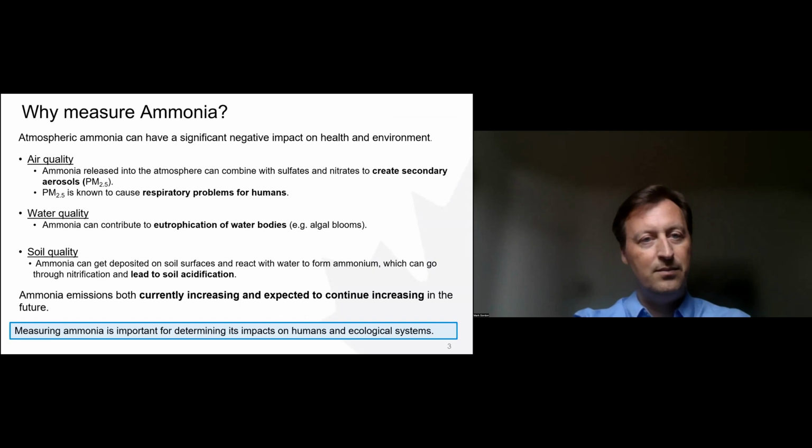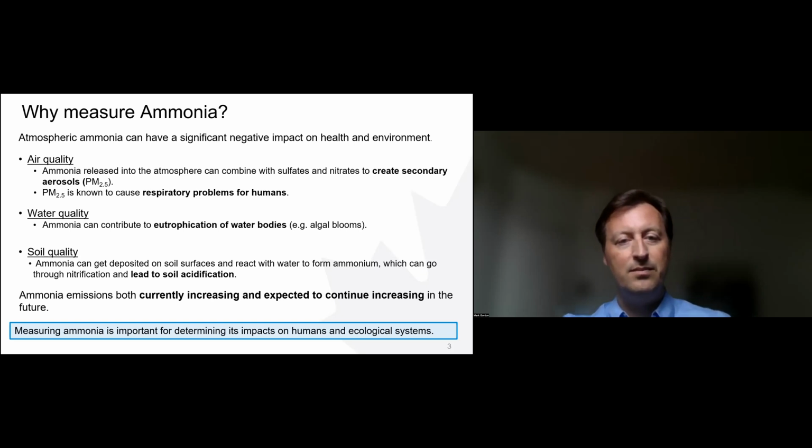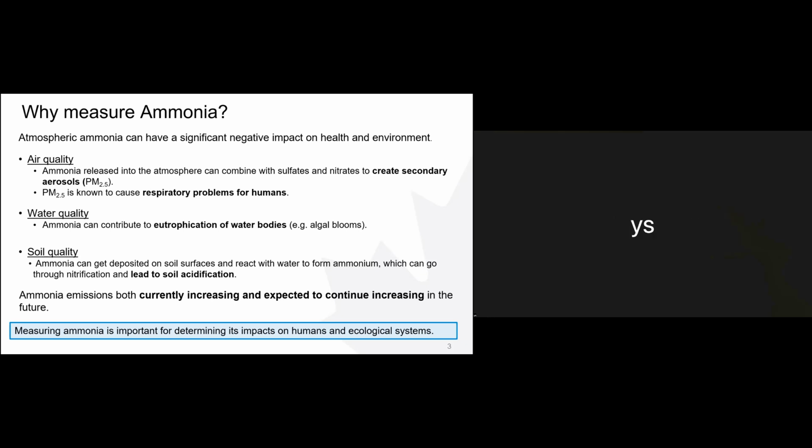So why are we measuring ammonia? Ammonia has been recognized to have a significant negative impact on health and the environment in areas such as air, water, and soil quality. Ammonia emissions are also both currently increasing and expected to continue increasing in the future. So measuring ammonia is important for determining its impacts on humans and ecological systems.